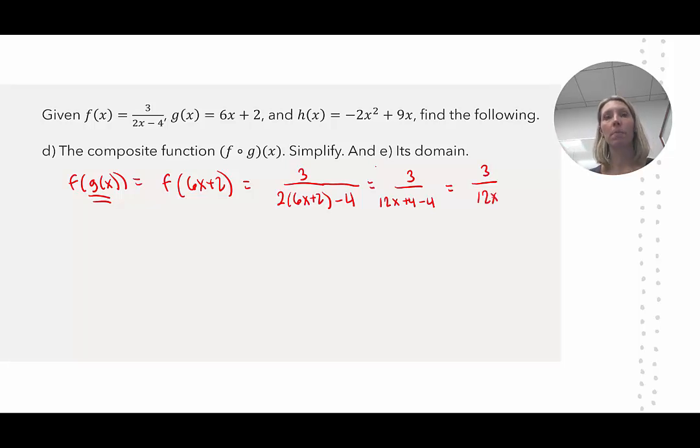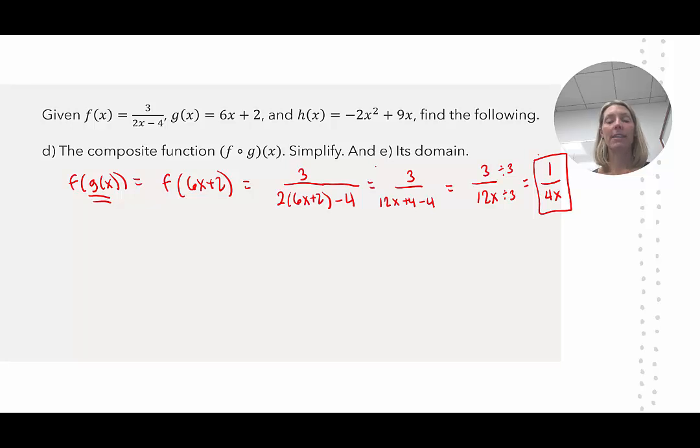I now have two terms, one in the numerator, 3, and 12x. No, those are terms, I'm sorry. Terms. And both terms have a common factor of 3. So I'm going to divide them both by 3, giving me my final simplified answer of 1 over 4x. Voila, there's the composition function f of g of x.